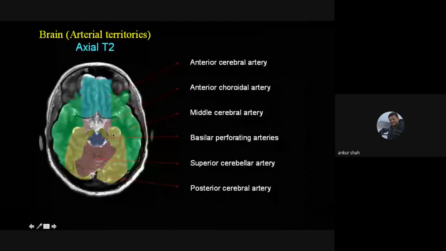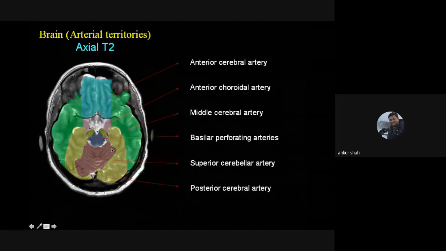Once we come above, again, this is the territory of the anterior cerebral. The green is all middle cerebral. This is posterior cerebral. You can see a part of the midbrain, which is known as the cerebral peduncle, which joins the brain with the brainstem. It is supplied by the posterior cerebral artery. While here, it is supplied by the superior cerebellar artery, which is a branch of the basilar artery. Again here, this is the posterior cerebral artery territory.